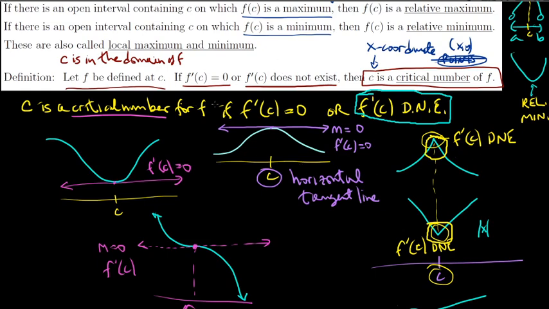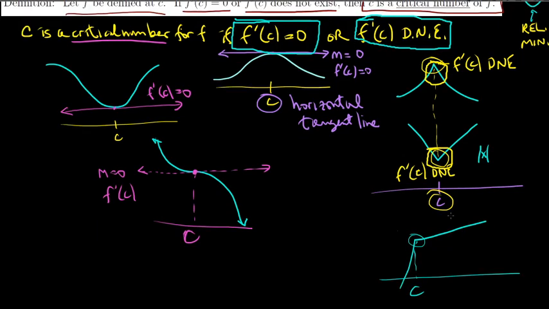We're going to use these a lot, so make sure you understand what a critical number is. It's where the derivative is either 0 or where the derivative does not exist. It could be either. It can't be both, because if the derivative is 0, then you can't say it does not exist. Likewise, if the derivative does not exist, then it can't be 0. So it's one or the other, but not both.